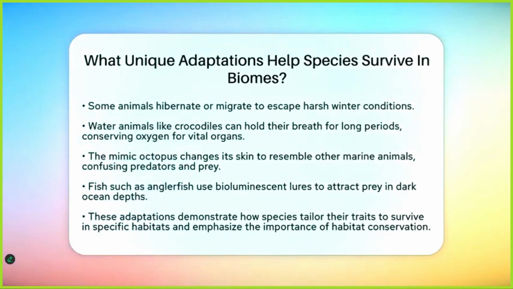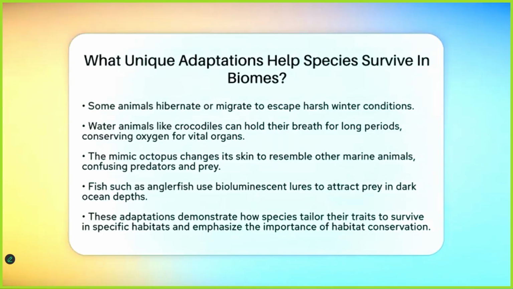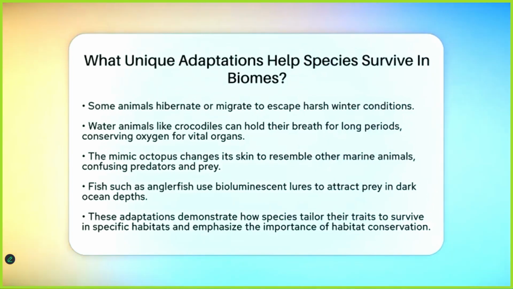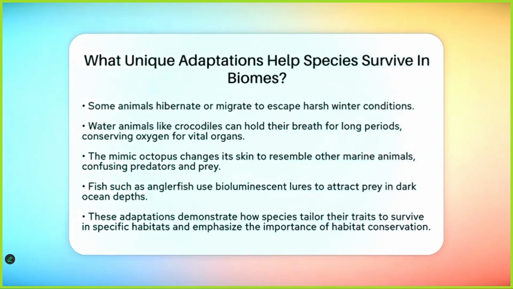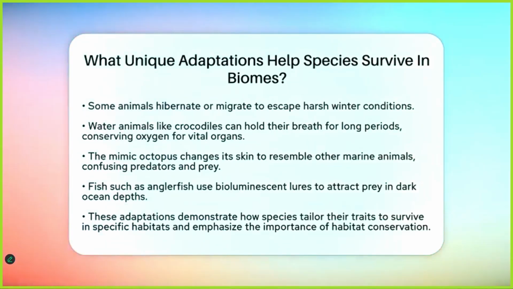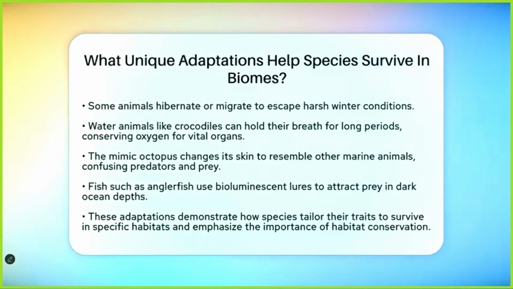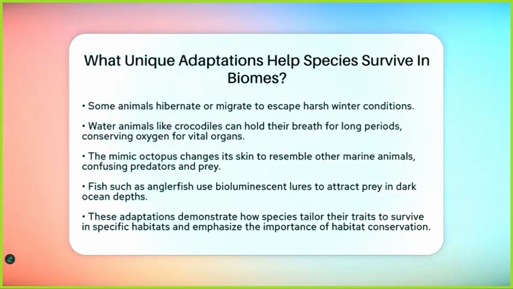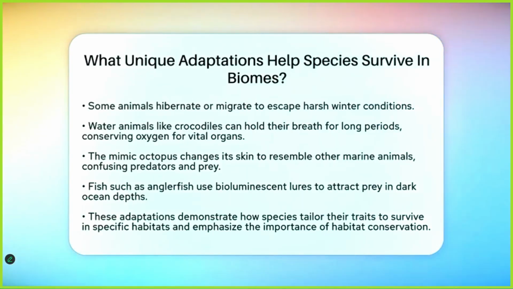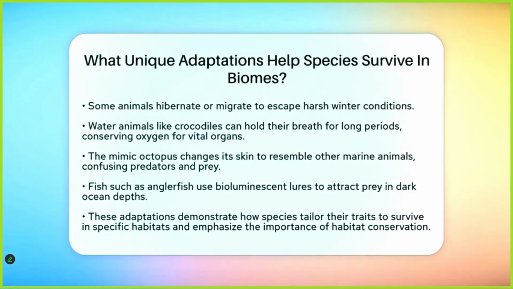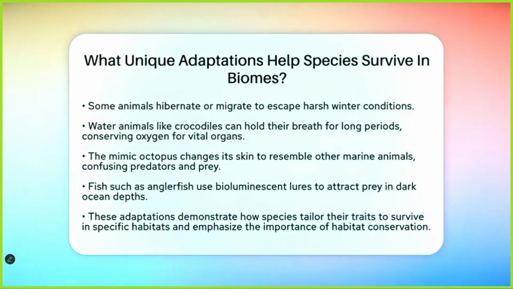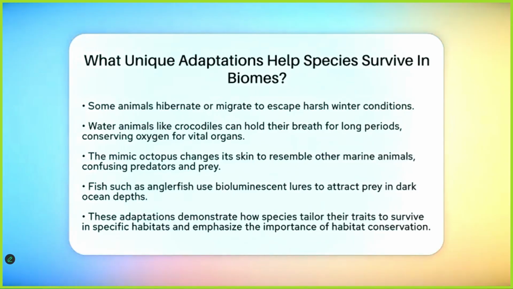In water and semi-water environments, animals have special features to survive both on land and underwater. Crocodiles can hold their breath underwater for a long time by directing oxygen only to their vital muscles, saving energy. The mimic octopus can change its skin color and texture to look like other marine animals, confusing predators and prey alike. Fish like the anglerfish have bioluminescent lures to attract prey in dark ocean depths. All these adaptations show how species develop unique traits to survive in their specific biomes. Whether it's conserving water in deserts, blending into the forest, or insulating in cold regions, these special features help animals and plants thrive in their habitats. Understanding these tricks helps us see how life persists in even the harshest environments and why protecting these habitats is so important.